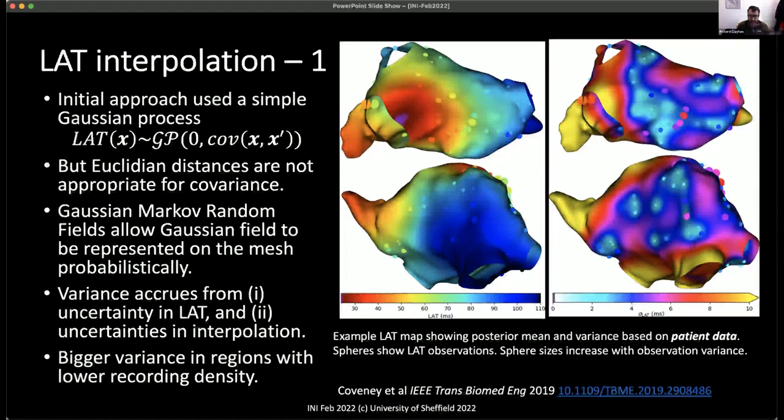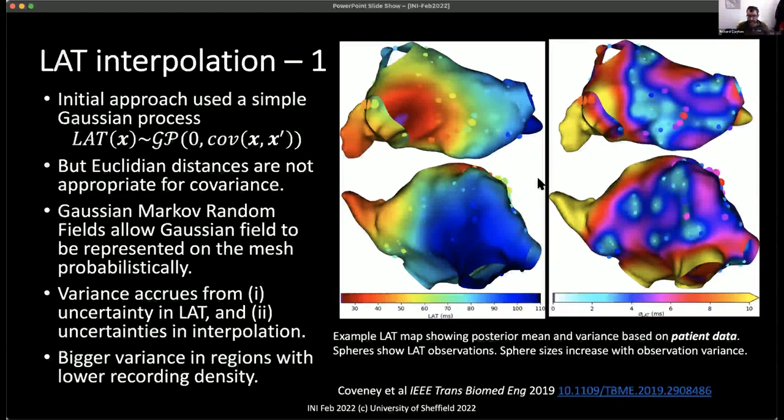So our initial work used a Gaussian Markov random field, which enabled the Gaussian field to be represented on the mesh in a probabilistic sense. And here the variance in our interpolated field accrues from the uncertainty in the measurements, which I talked about on the previous slide, and uncertainties in the interpolation.